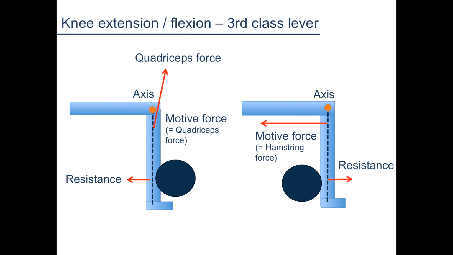The motive force, or the quadriceps, will need to produce a knee extension torque that is greater than this in order to move the knee into extension against the resistance.